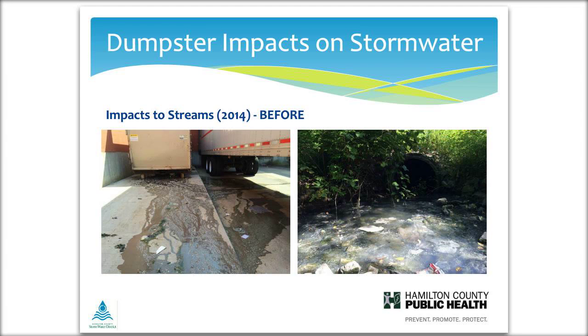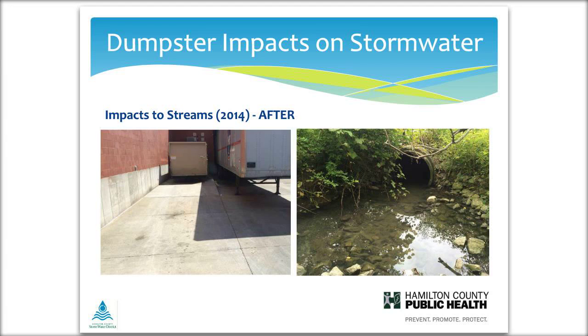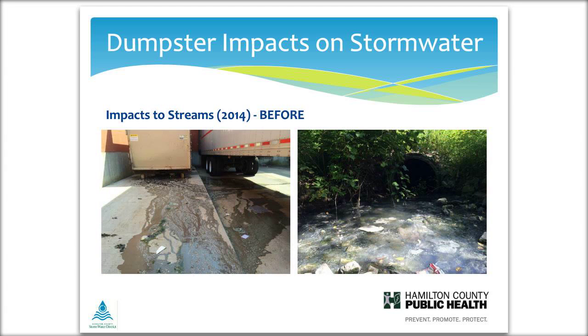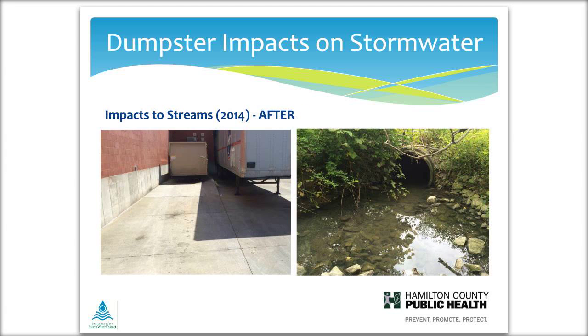The reason I wanted to show this is the after photo. These are the exact same locations. I'll go back. That is the dumpster to the left leaking, and that is the pipe where it came out into the stream. You can see the discoloration. And this is literally just a few weeks after they fixed the problem. You can see the water's clear, and the dumpster's no longer leaking.